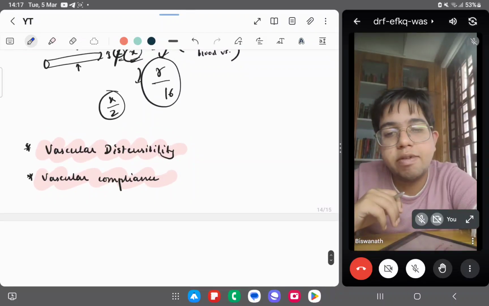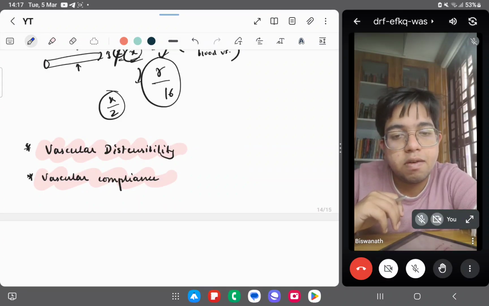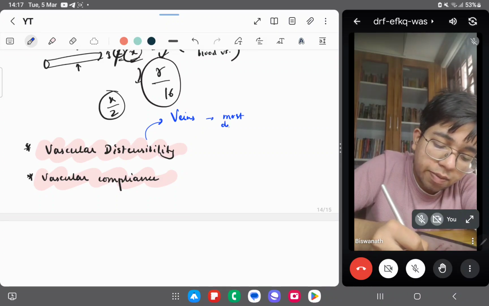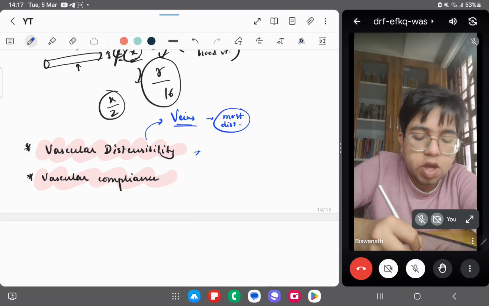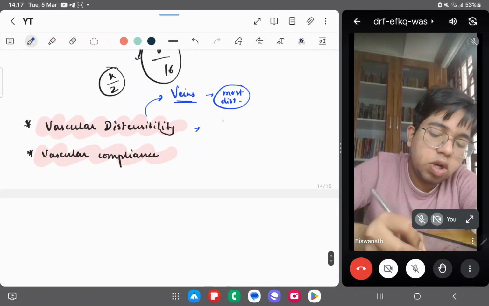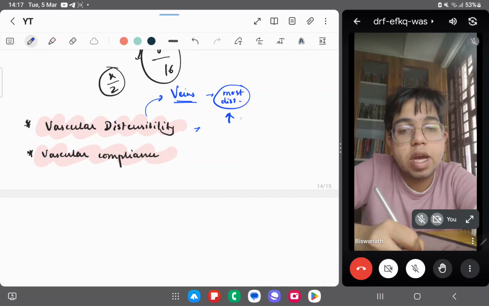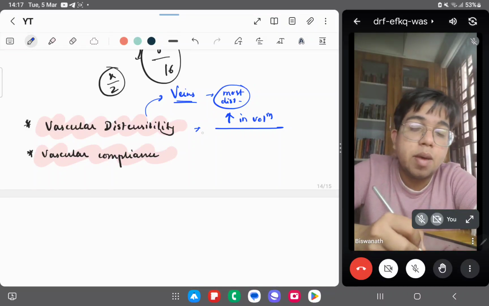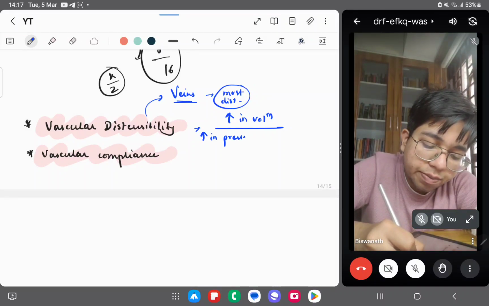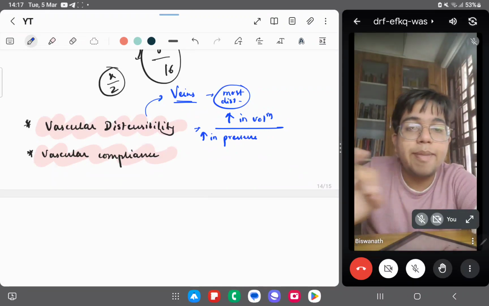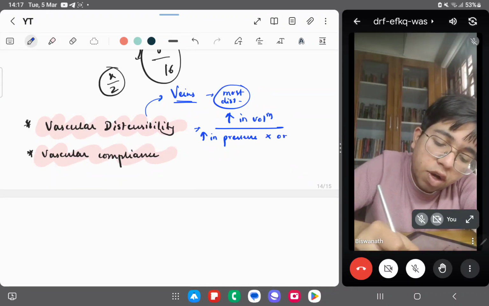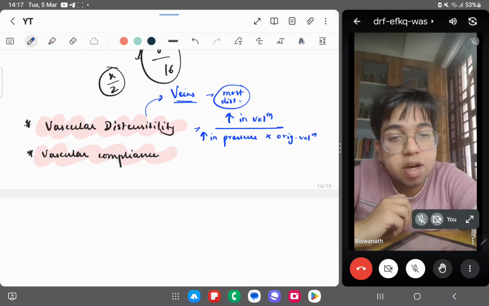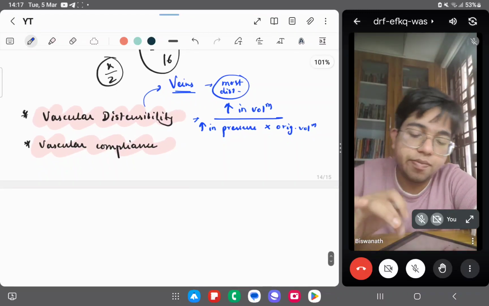What is the most distensible vessel? Veins. Veins are the most distensible. It is given by a formula; you don't need to remember the formula, it is given in your guidance. It is given by increase in volume by increase in pressure, into its original volume. Understood?